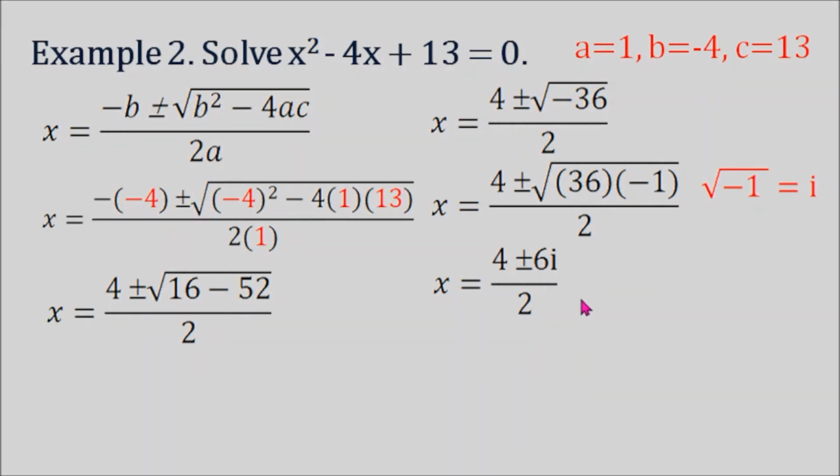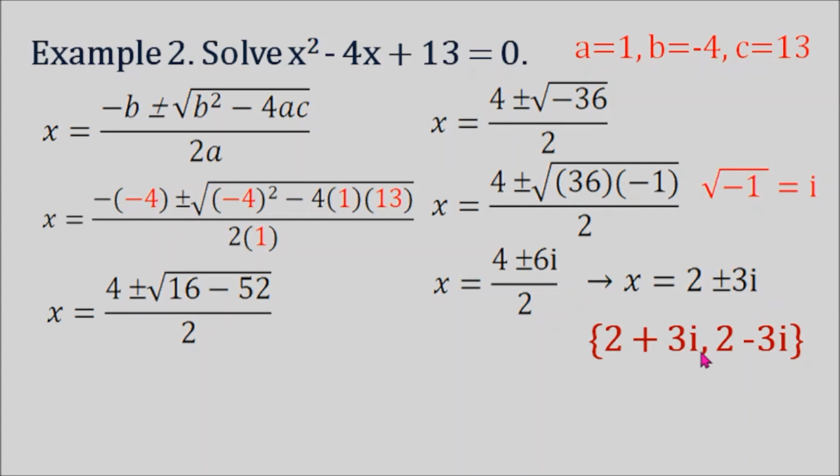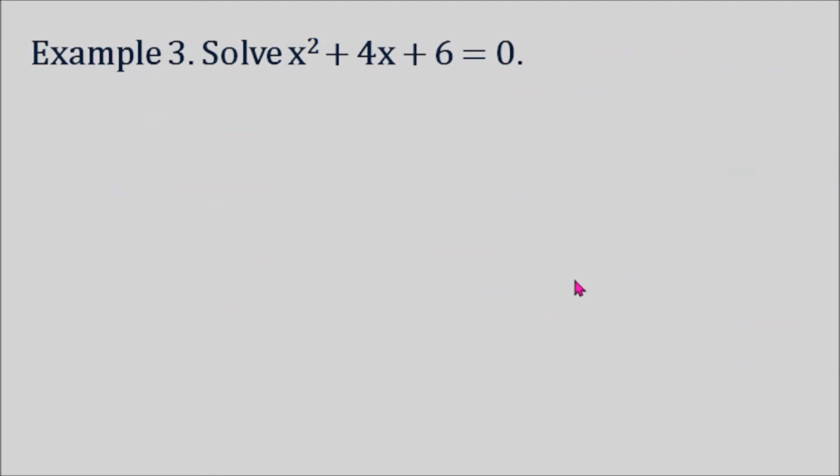We can simplify our fraction because 4 and 6i are divisible by 2. So we have 4 divided by 2 is 2, plus and minus 6i divided by 2 is 3i. Now we have two roots here. That's 2 plus 3i and 2 minus 3i. Example number 3. Solve x squared plus 4x plus 6 equals 0.